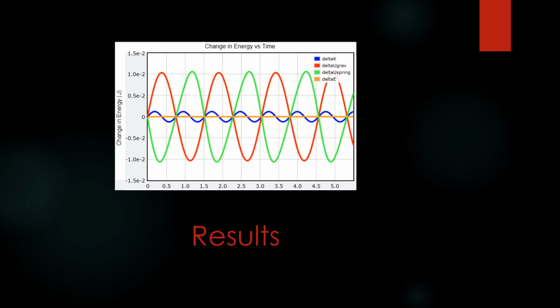In the resulting change in energy versus time graph, we can see that delta U grav, the change in gravitational potential, and delta U spring, the change in spring potential, are mostly equal and opposite throughout, while the delta K, the change in kinetic energy, is much less in magnitude. And we can see that the delta E, the change in energy, stays constant at 0 because nothing outside of the system is doing work on our system.